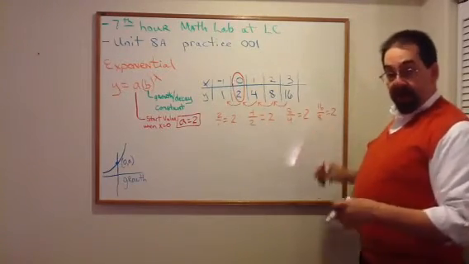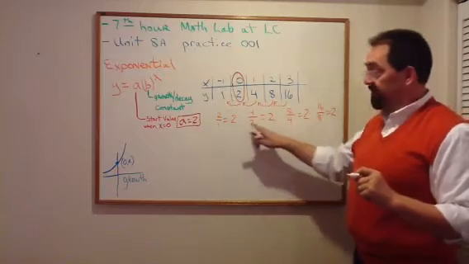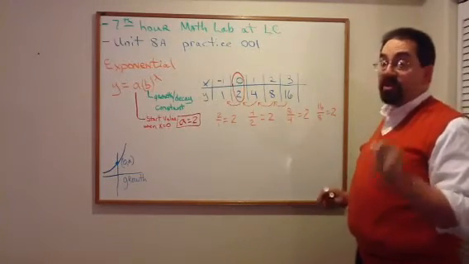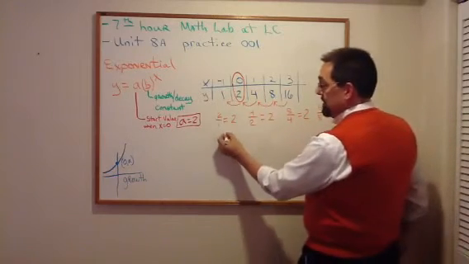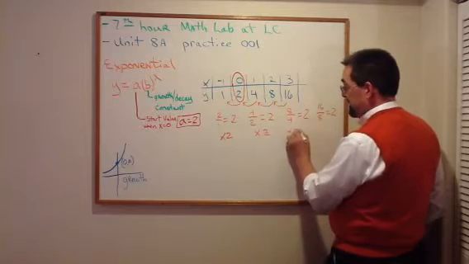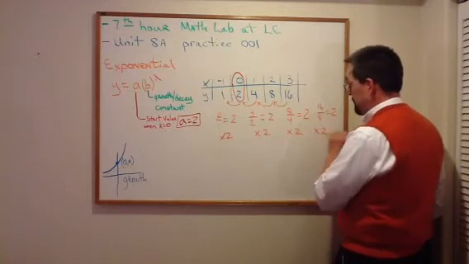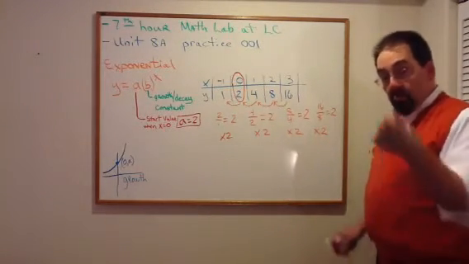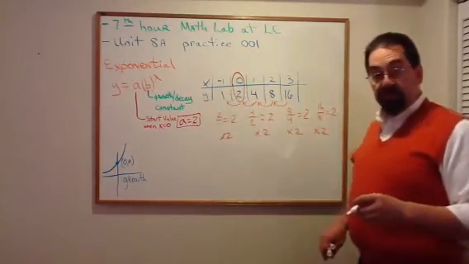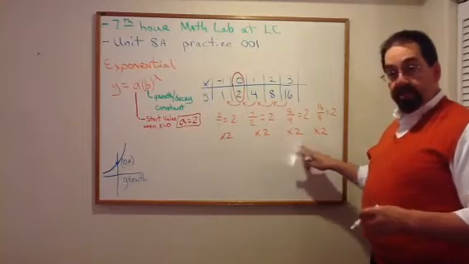Notice that we have a constant. It's the same value each time. That tells us we do have a geometric sequence. Times by 2, times by 2, times by 2, times by 2. When we see that, we know we have a geometric sequence, and we can find the b value, which is 2.